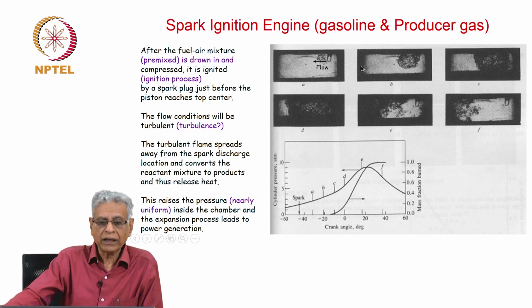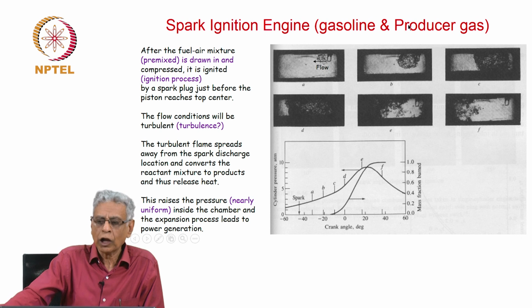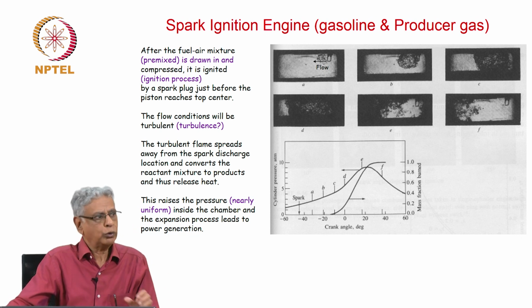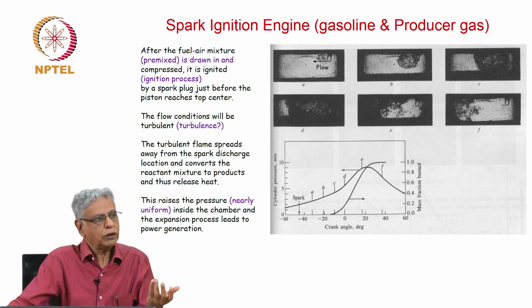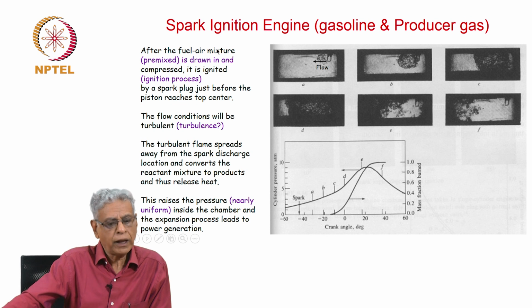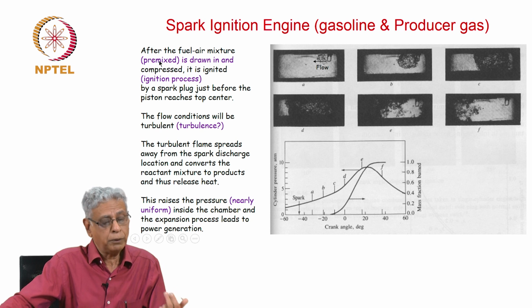Let us look at spark ignition engine, which is essentially either gasoline or producer gas. Producer gas is mixed with air and introduced into the combustion chamber, and then spark ignites it. The fuel air mixture, which is a premixed mixture, is drawn in and compressed, and it is ignited. It is called ignition process. This is the fundamental property, and premix is another feature which you must keep in mind.